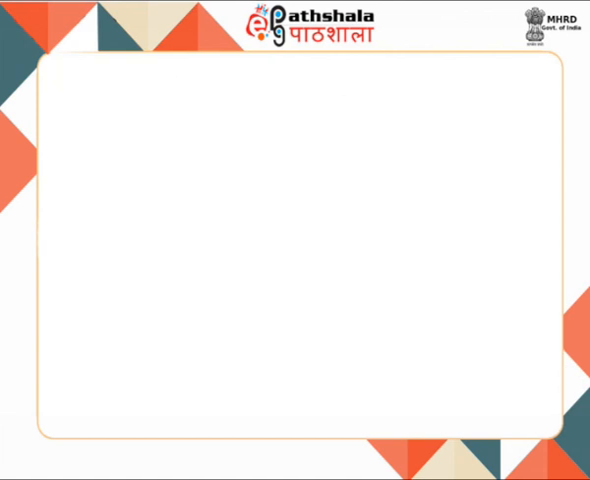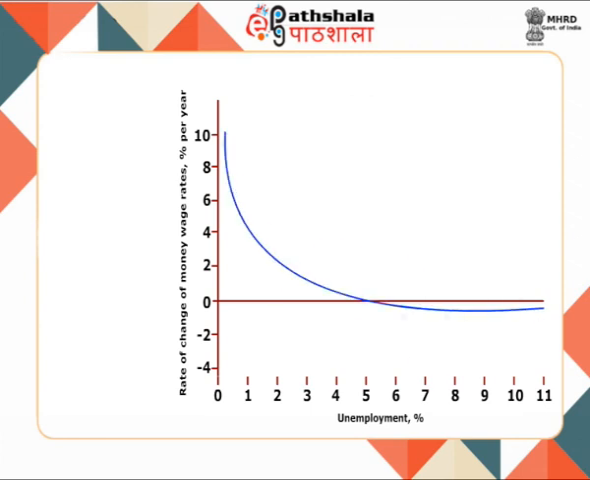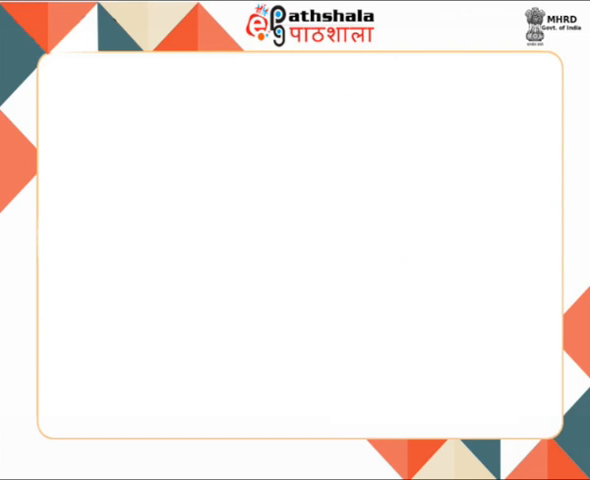In the diagram shown here, on the y-axis, the rate of change of money wages as a percentage per year is shown. On the x-axis, the rate of unemployment in percentage terms is given. The curve estimated by A. W. Phillips was found to be downward sloping and convex to the origin.